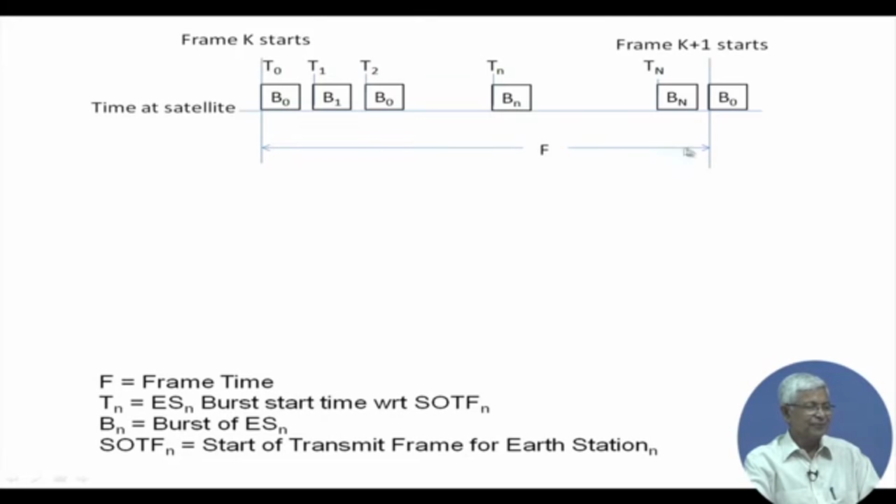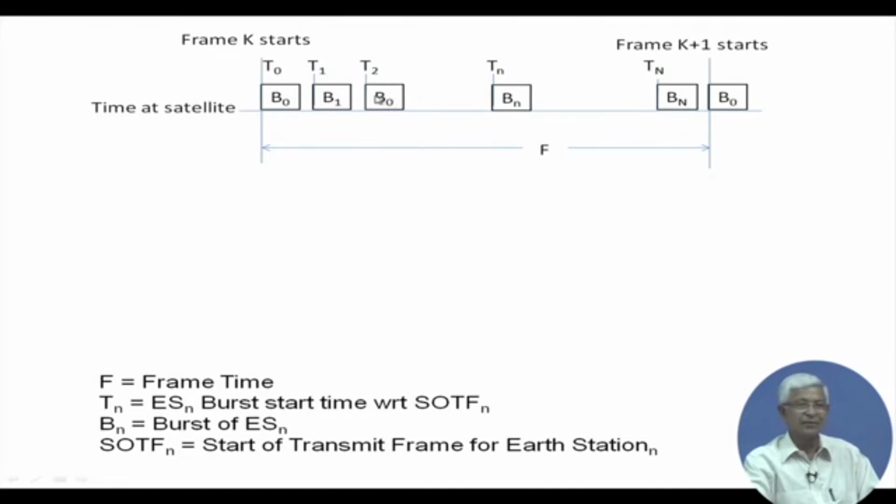Let us say this is the frame F. You can call it in terms of bits or in terms of time. The frame number k starts from here, and the next frame, that is frame k plus 1, starts from here. First is the reference burst. So, B0 is at the beginning of the frame, and it repeats after F bits or F time. The allotted burst for station number 1 is B1, which is away from T0, so it is given a time T1. Similarly, B2 is allotted time T2.